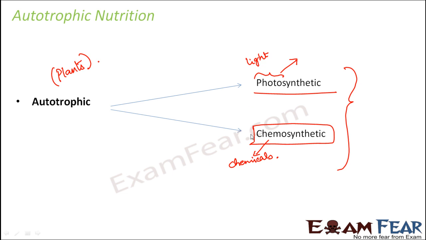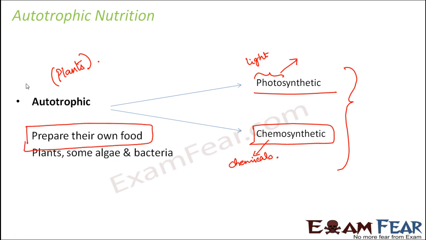So they are autotrophic. Now, it is not necessary that all plants have to be autotrophic. There are few plants which are heterotrophic, that is, they depend on other plants or animals for their food. There are also a few plants which are saprotrophic or parasitic. We are going to talk about all those types, but the majority of plants are autotrophic, so they prepare their own food. Examples of organisms which have autotrophic nutrition are plants, some algae, and bacteria.